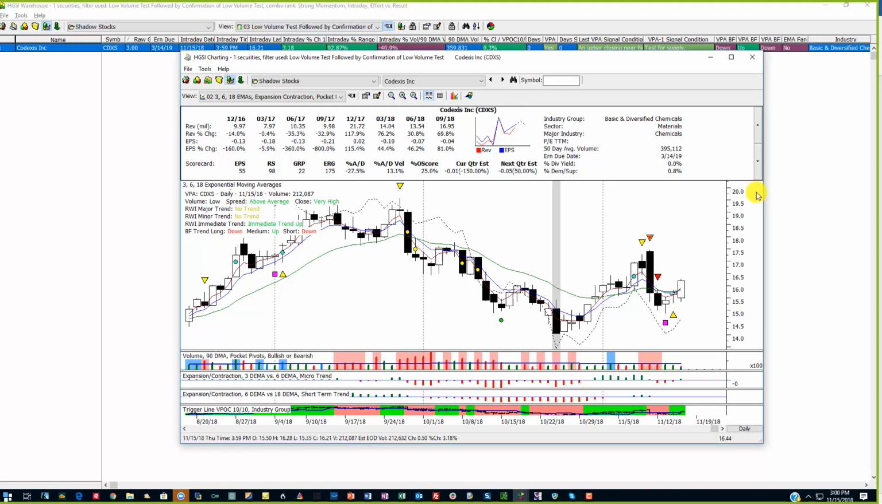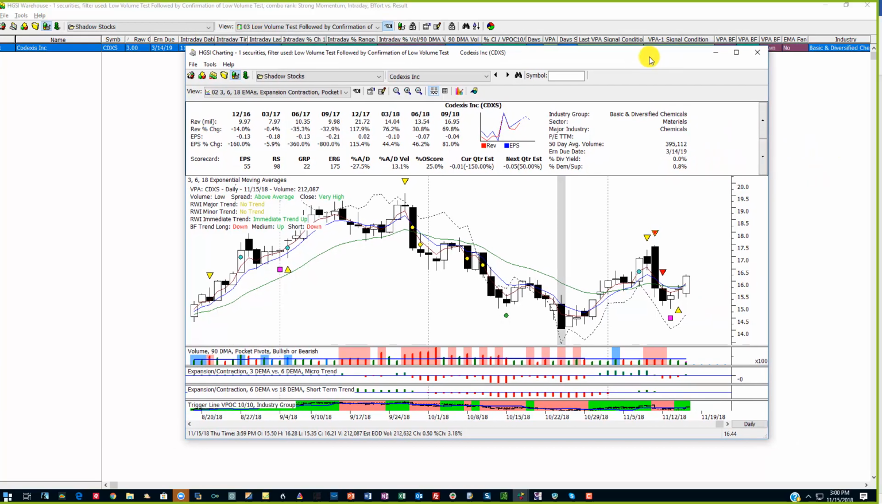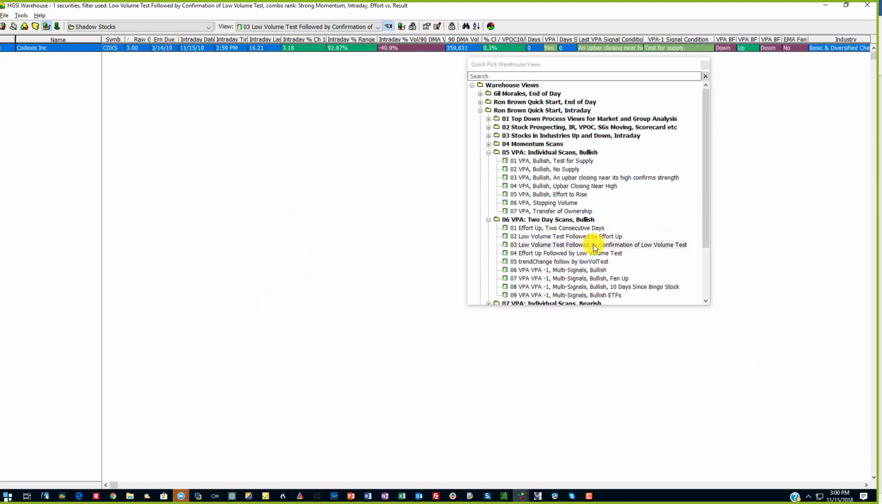Okay, why is it called the J flag? One of our users, Jay Robinson, who's on vacation, started looking for these flags, this combination of flags, and he was trading stocks that were showing a low volume test and then a confirmation of that test. But yes, it is in there, and it is right here. The 2-day scans bullish. It's number 3.